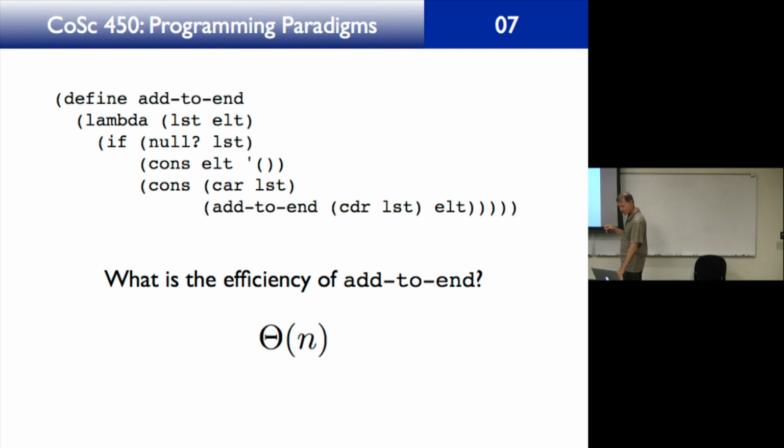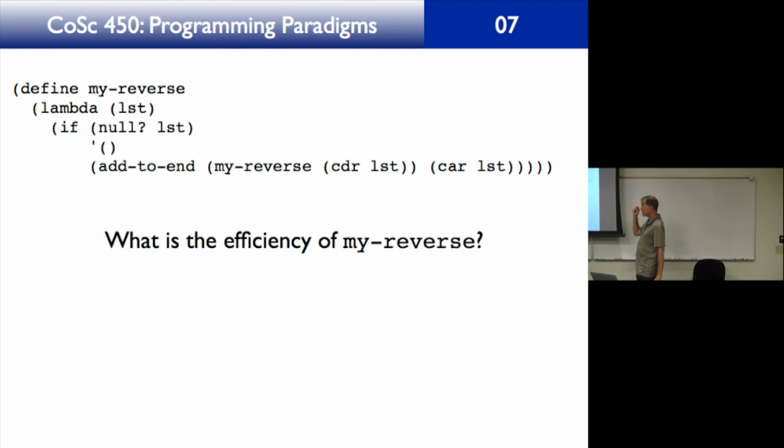Well, the question is, what about the efficiency of my reverse? Because what did my reverse do? It calls add to end, and each time it calls add to end recursively, it does add to end of a list of length n minus 1, right? Because it's the cooter of the list. If the list has length n, then the cooter of the list has length n minus 1. And so it calls itself recursively n minus 1 times.